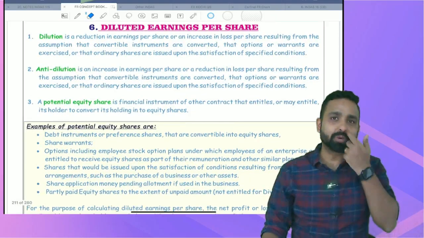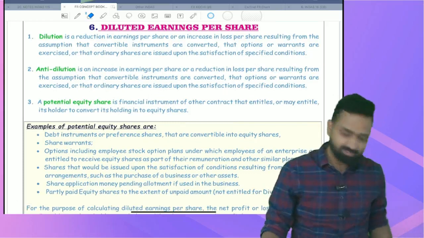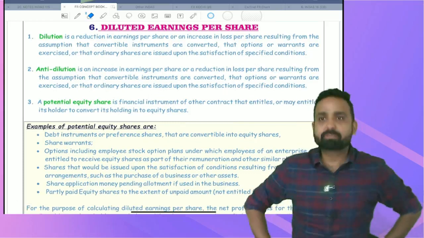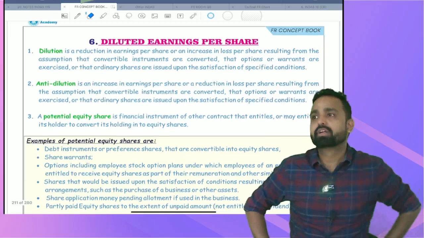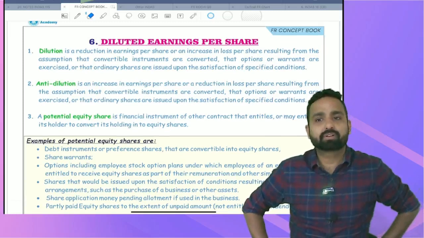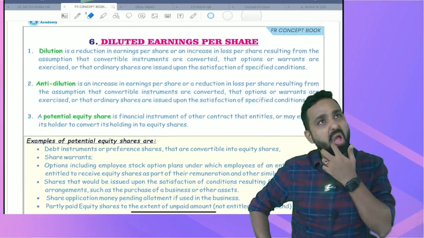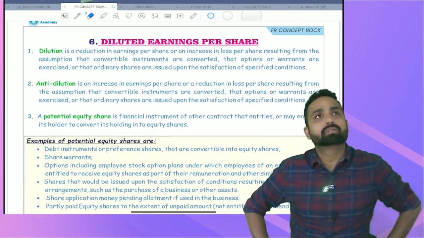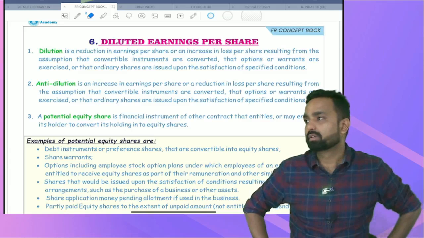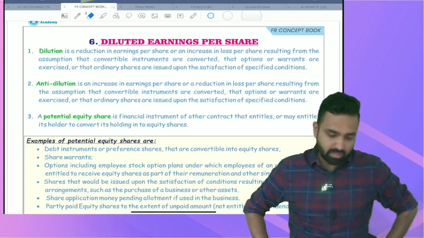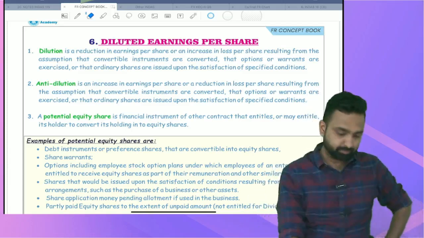Okay, come to the next point. Diluted earnings per share.